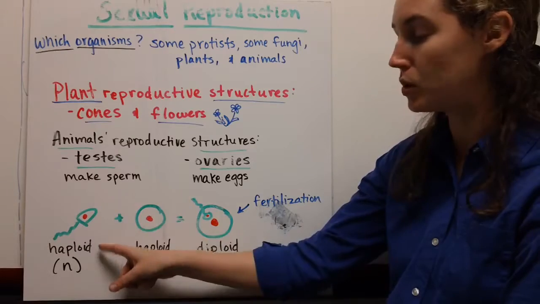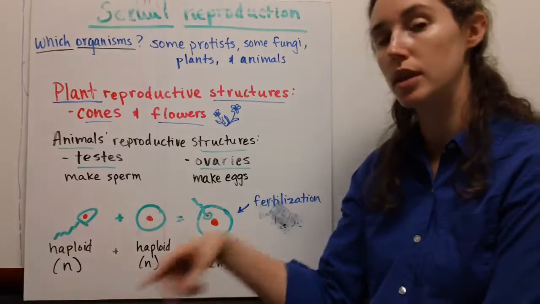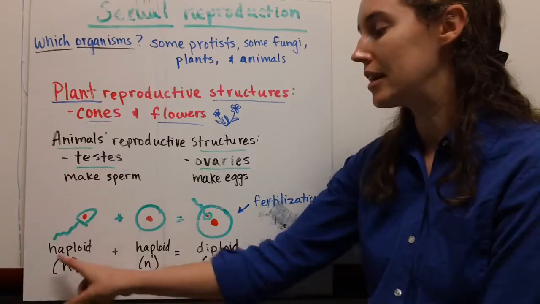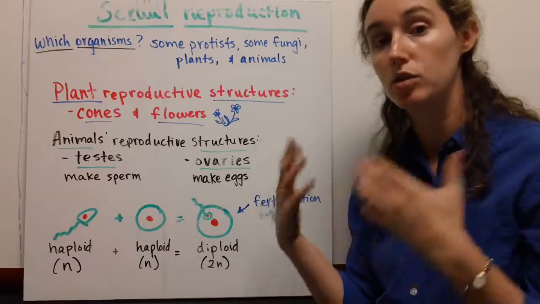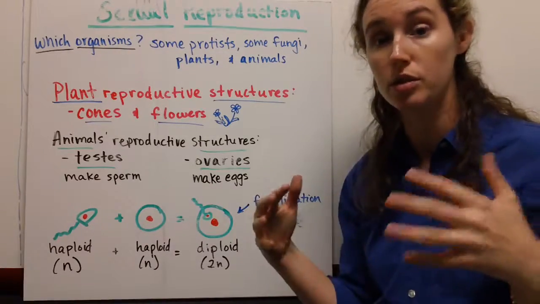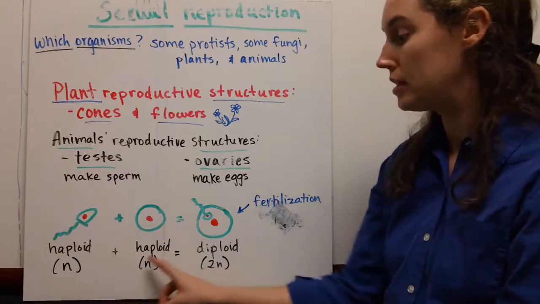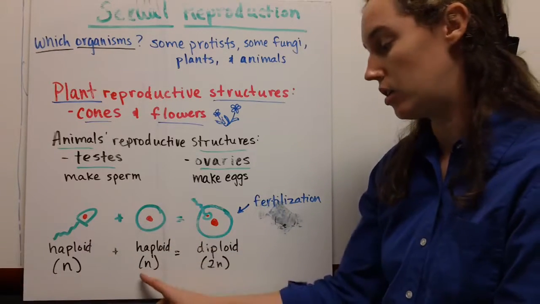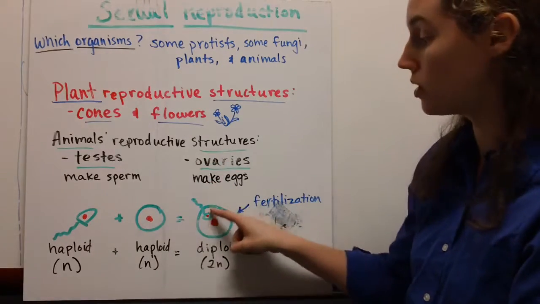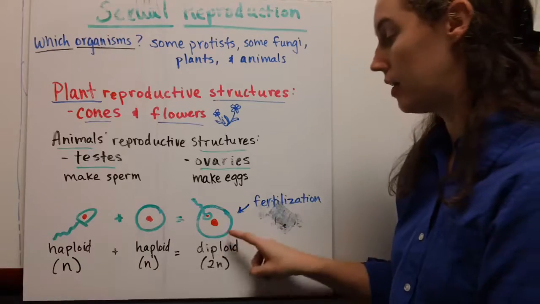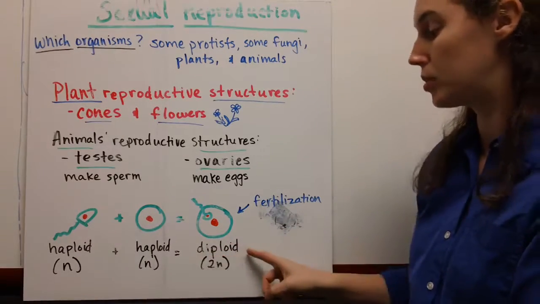So we have a haploid sperm, a sperm with half as many chromosomes as a normal body cell. We designate the word haploid with just the letter N. You're going to be seeing this later, so it's important that we get familiar with this notation. A haploid sperm, which we notate as N, meets a haploid egg, also N, and N plus N equals 2N. So when the sperm fertilizes the egg, we have a genetically unique individual that is diploid, right?